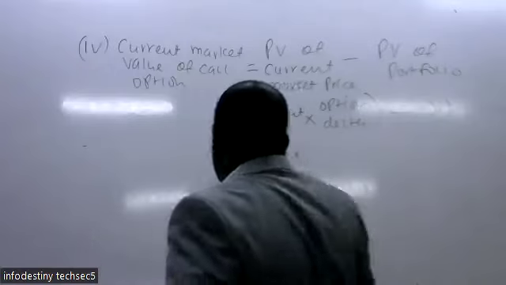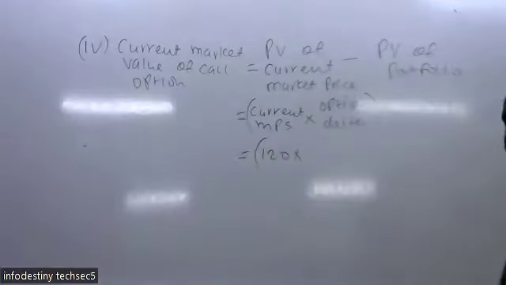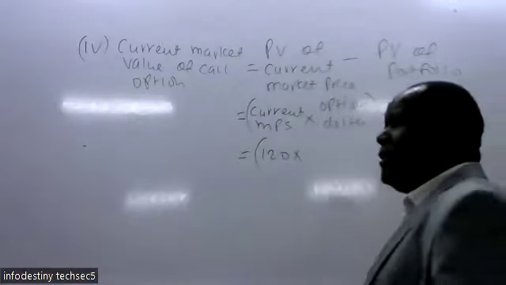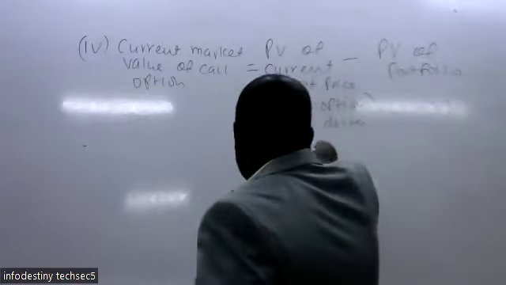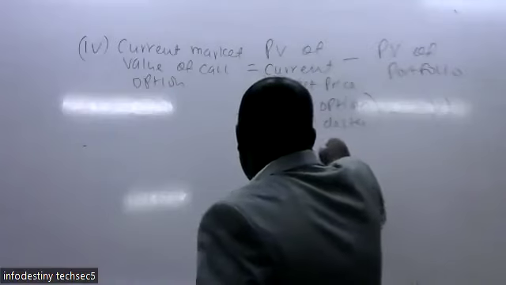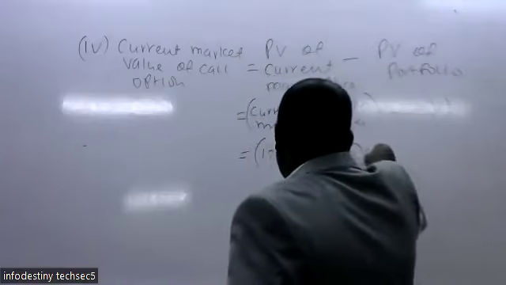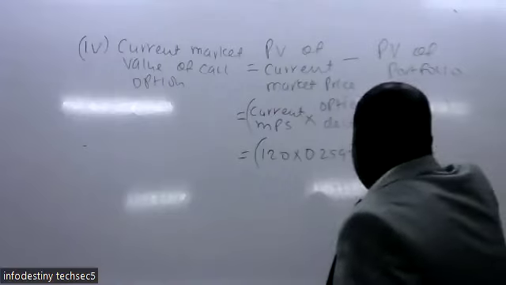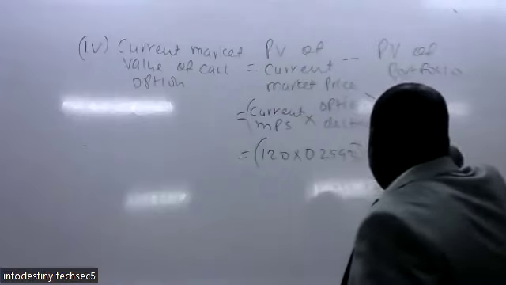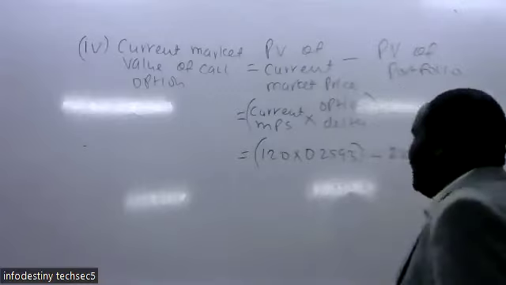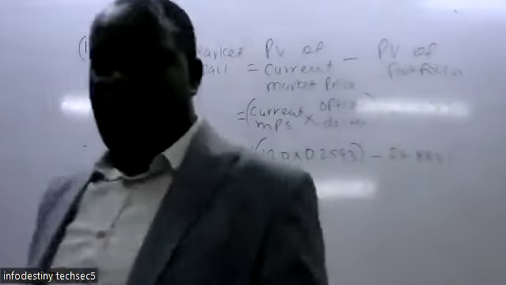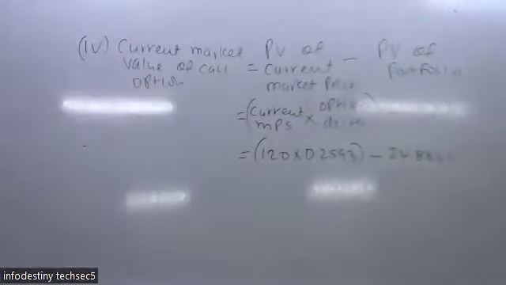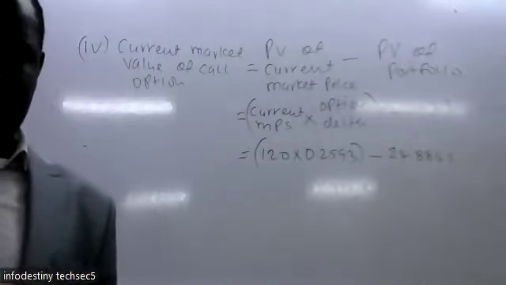Then in step number 1 you had calculated the option delta. Option delta was which one? 0.2593. Then this one is your step number 3. You got which figure in step 3? 24.8841. So that is now what will give you the value for the call option.